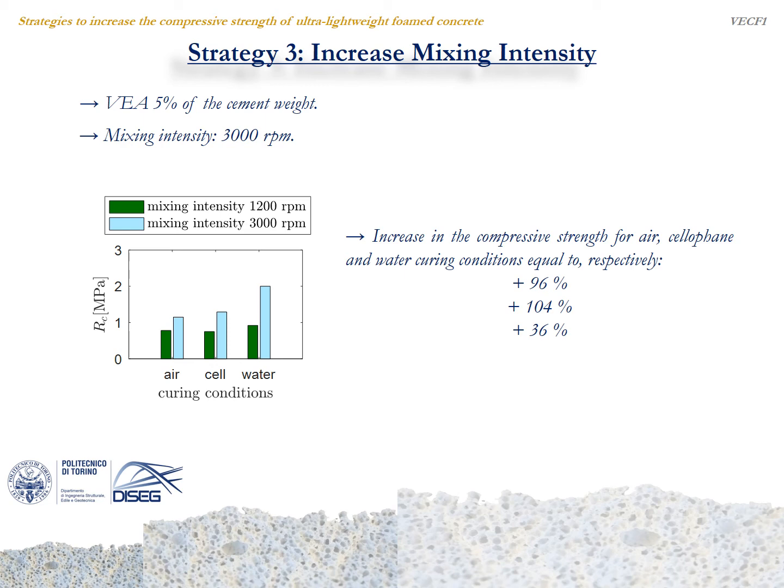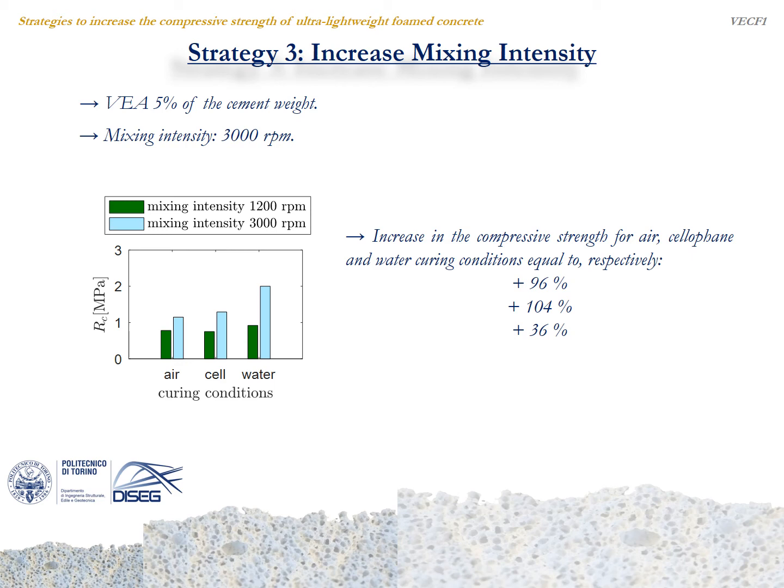Therefore, an additional class of specimens were prepared with a mixing intensity of 3000 revolutions per minute. Also in this case, the comparison was carried out on 3D printable ultra-lightweight foamed concrete. The comparative histogram shows that passing from 1200 revolutions per minute to 3000 revolutions per minute in mixing intensity, there is an increase of 96, 104, and 36% for air, cellophane, and water curing condition respectively.